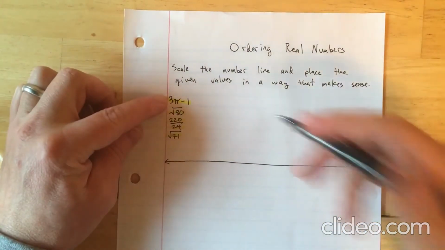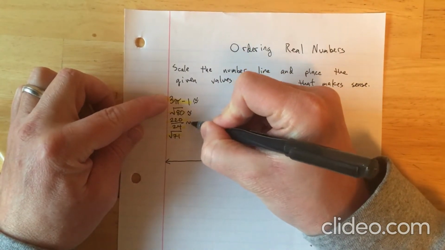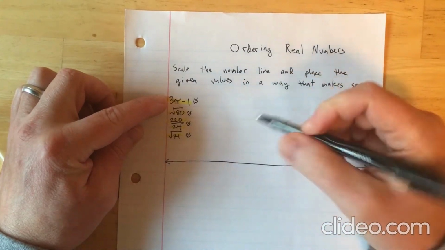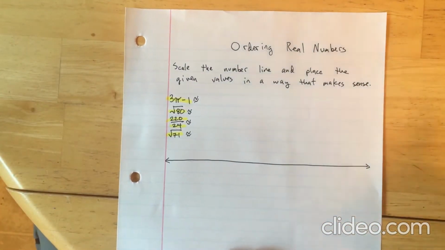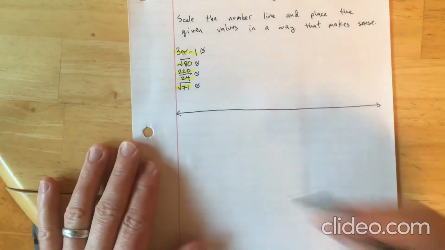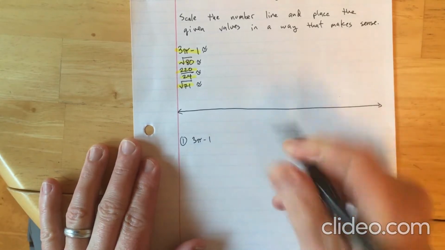Instead, let's actually figure out an approximate value for each of these numbers, because it'll be easier to compare them if they're all in the same format. So what I'm going to do is just create decimal approximations, and I'm going to go one by one. I'm going to do some scratch area down here. I'm going to start with the first one, 3 pi minus 1.